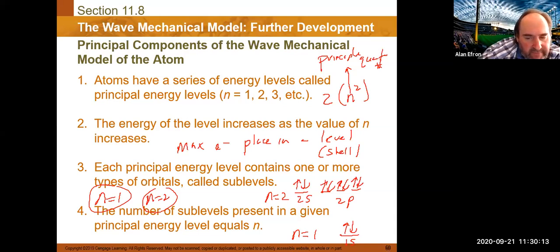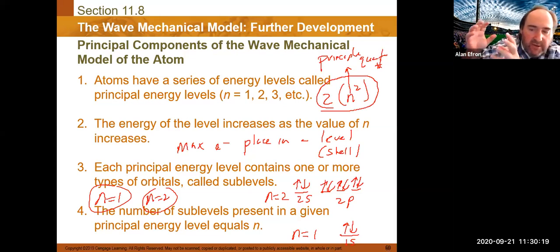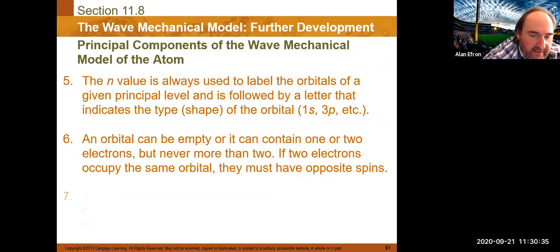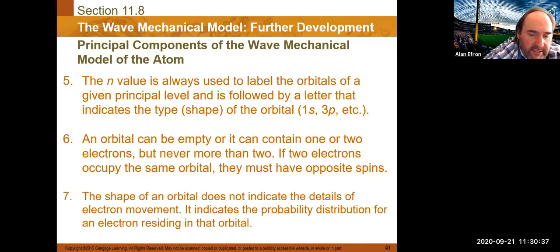So this is a quick mathematical way. If you're asked how many electrons you can fit if you max out an entire shell or level, you can do that calculation. Again, you square the n value first and then multiply it by 2, and it will tell you how many maximum electrons you can put in there. Now, the n value is always used to label the orbitals of a given principal level, followed by the letter.